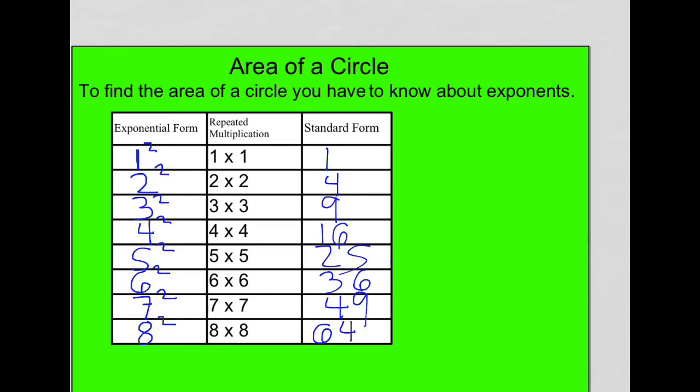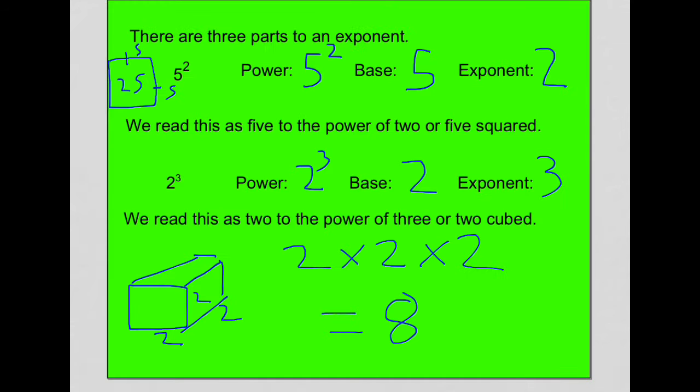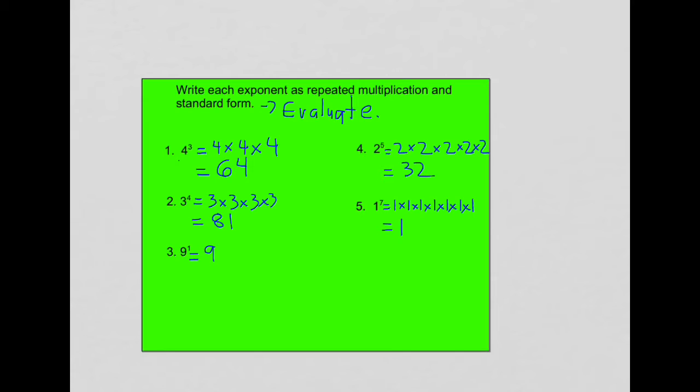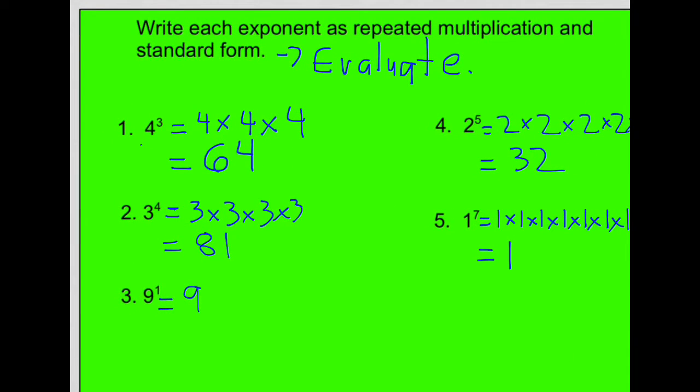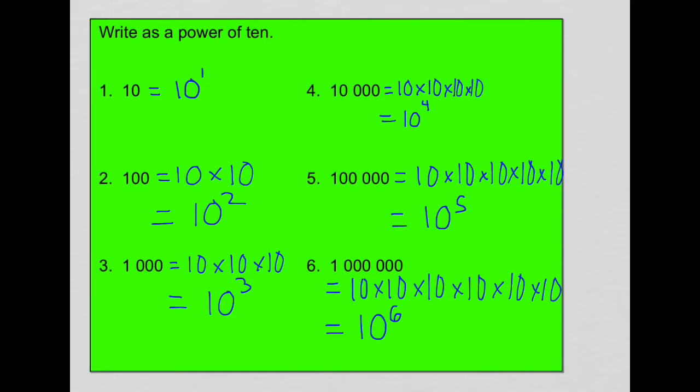Your last assignment was learning about exponents and writing numbers in exponential form. We looked at exponential form, repeated multiplication, and standard form. We did some work with the parts of an exponent, and we calculated some exponents both as repeated multiplication and in standard form. Then we wrote some numbers as powers of 10. That's going to take us into today now.